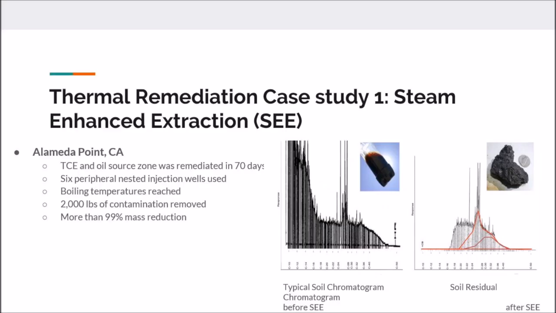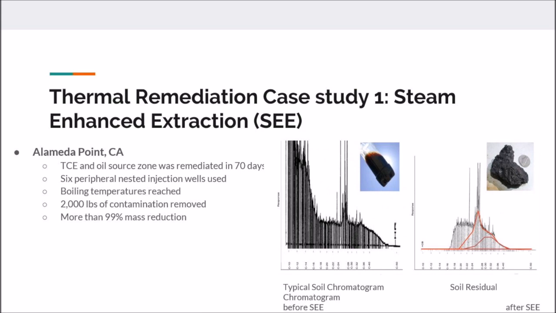This next section is the demonstration level section, and it describes some case studies where the thermal remediation method has been used. So case study 1 is the steam enhanced extraction. This site was a former naval air station contaminated with chlorinated solvents and oil products caused by a leakage from a waste oil tank buried on the site.